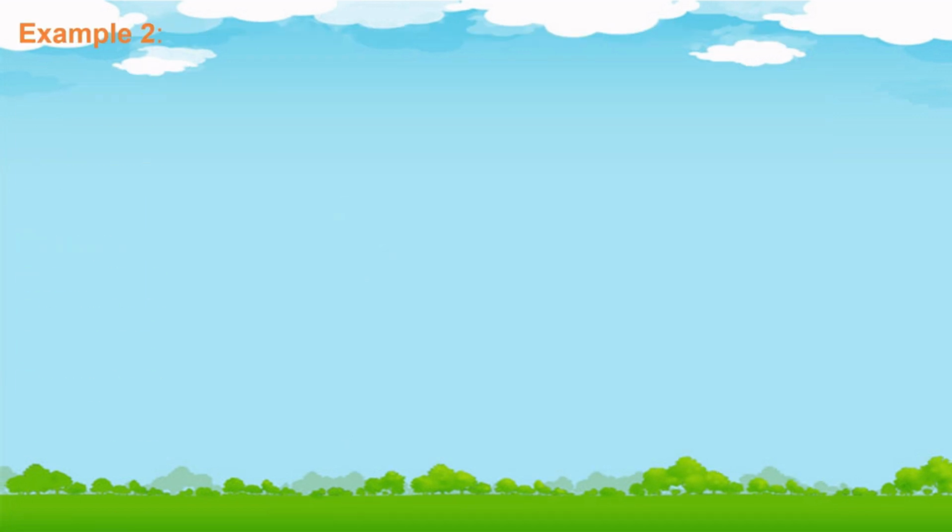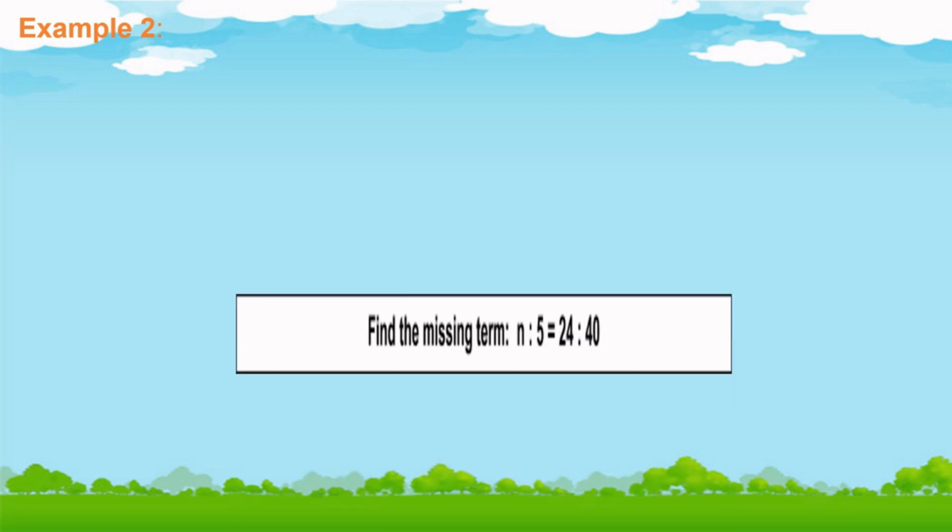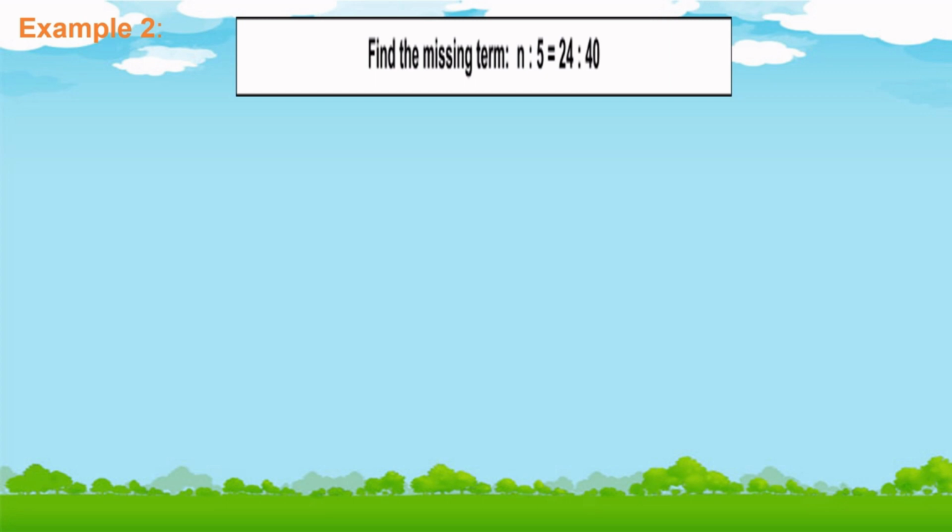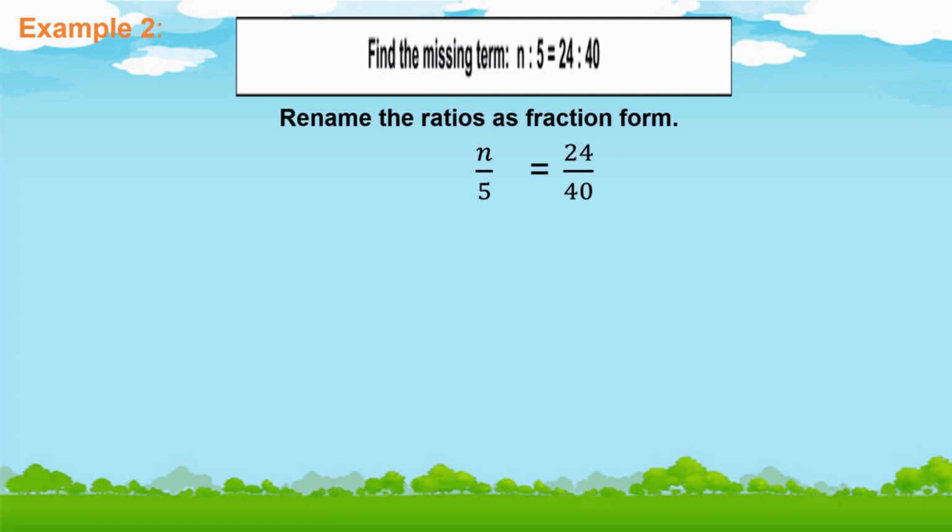Okay, so I will give another example in finding the missing term in a proportion using cross-product method. So here's the problem. N is to 5 is equal to 24 is to 40. So the first term is the missing term. So we will use the cross-product method. So again, you have to rename the ratios as fraction form. So rename n is to 5 into fraction form. We have n over 5. Then 24 is to 40 into 24 over 40.